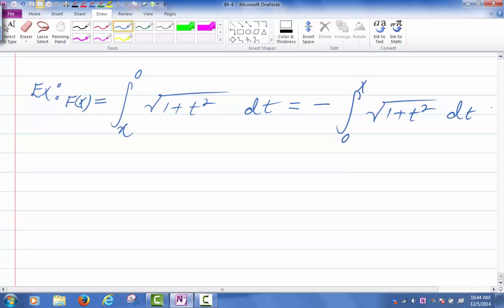And now I can take the derivative by using the FTC one, which says that this is negative, and the derivative of the integral function there is exactly what? The value of the integrand evaluated at x. So it's just a negative. Is everybody okay? Any questions, anybody? Any questions at all?